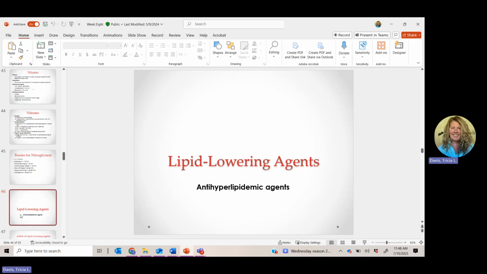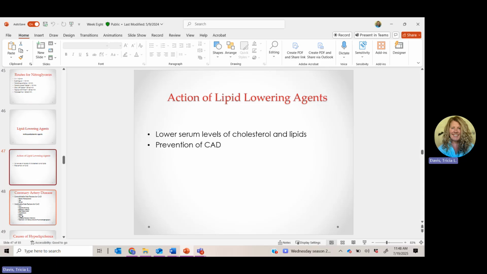All right, now we're going to talk about different lipid-lowering agents. So lipid-lowering agents will lower our levels of cholesterol and lipids in the body, and they can prevent coronary artery disease in people who are at risk for developing it. So we know some people genetically just have high cholesterol levels, but also high cholesterol levels can develop from sedentary activity, not eating, not exercising, okay?